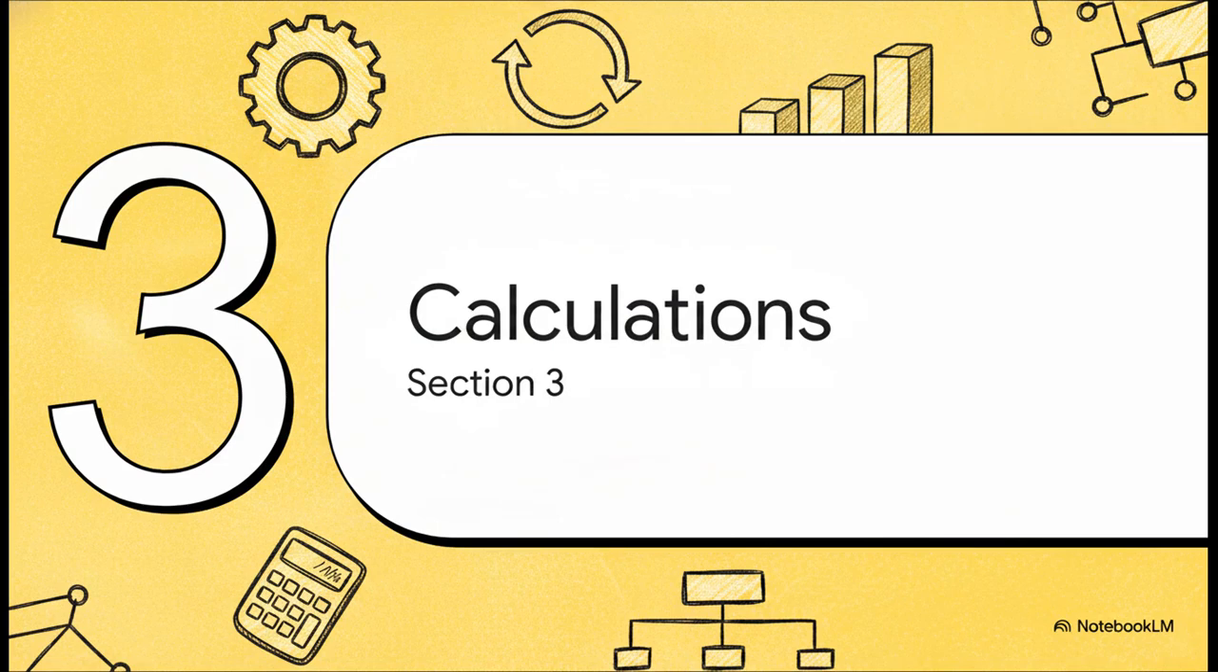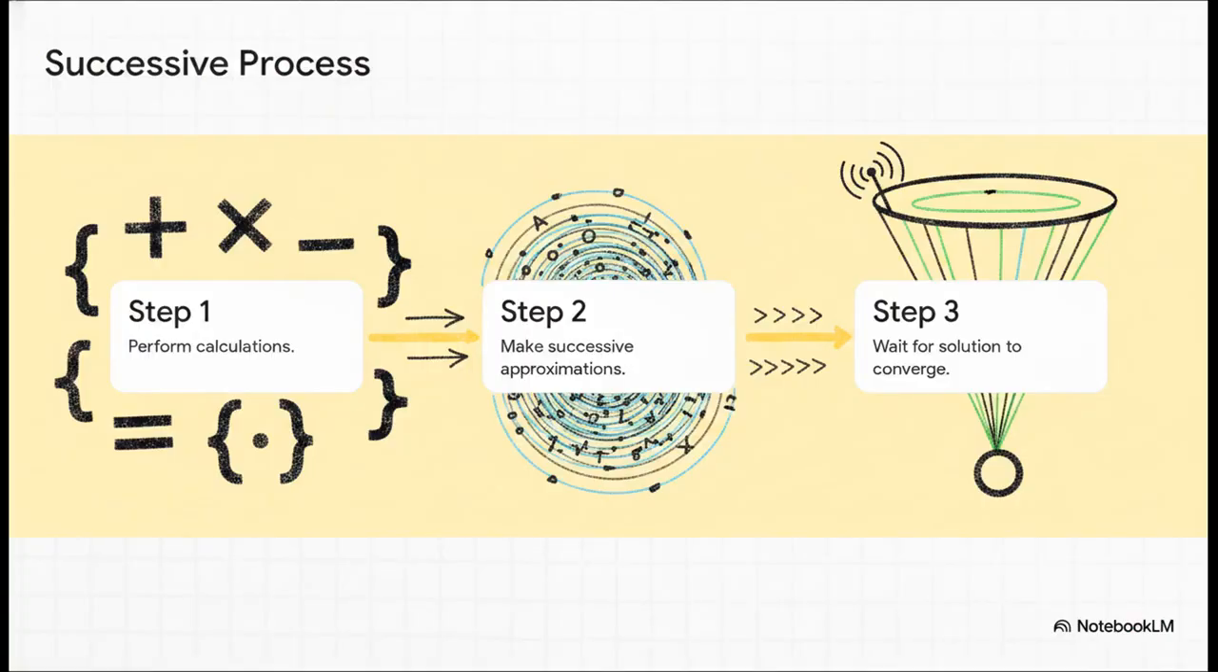All right, moving right along to section 3, calculations and successive approximations. As we dig into this structural engineering problem, we follow a pretty strict 3-step process. Step 1, we perform our initial calculations. Step 2, we make successive approximations. And successive just means occurring one right after another, right? Each successive guess gets us a little bit closer to the truth. And finally, step 3, we wait for the solution to converge.